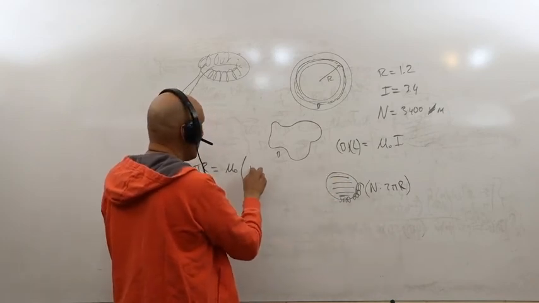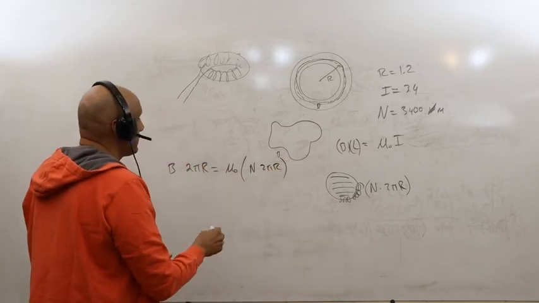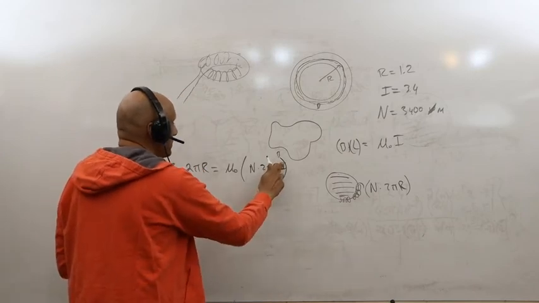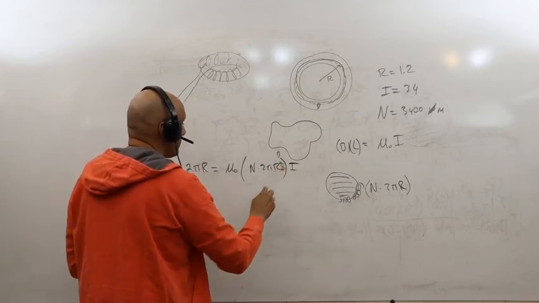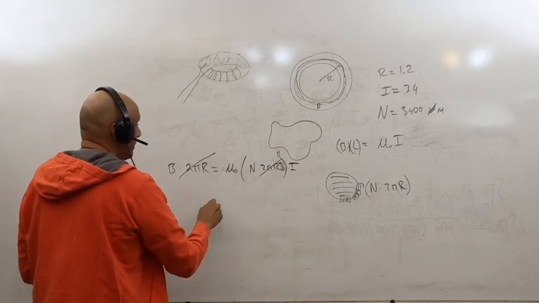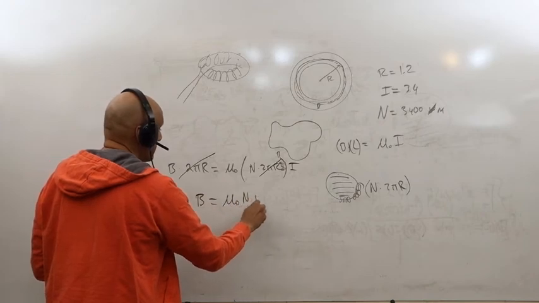So this is really N times 2 pi r times I. I'll put the I outside. And so we can actually cross out the 2 pi r and say that B is equal to mu O times N times I.